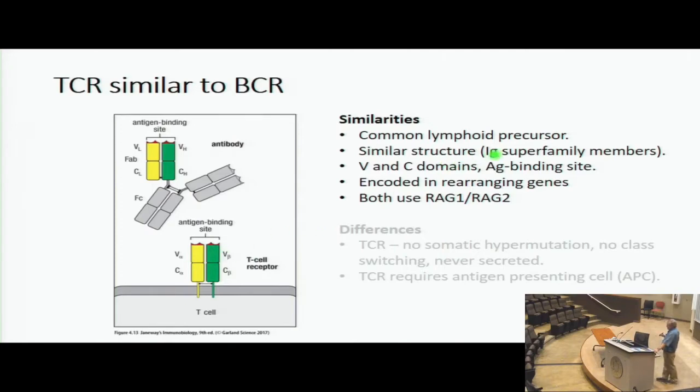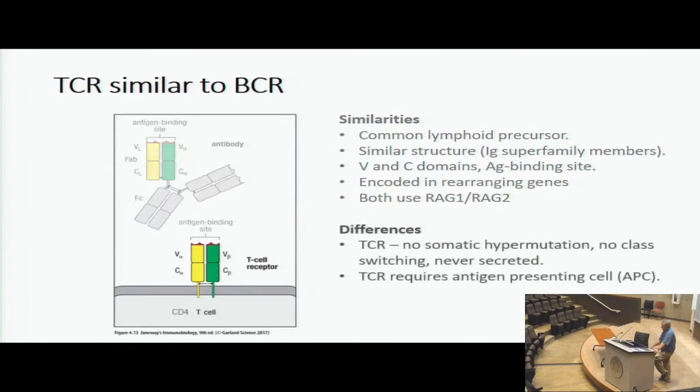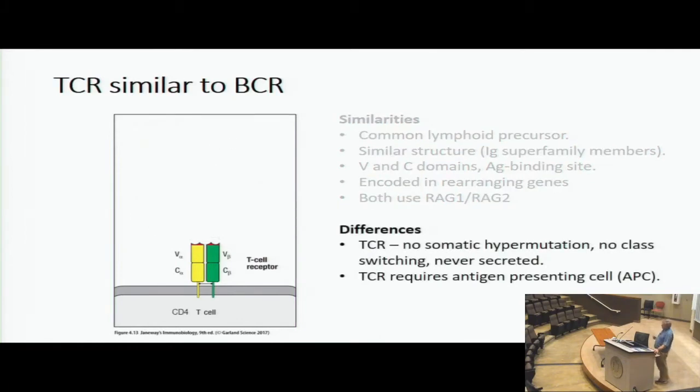The enzymes that do the recombination, or the gene rearrangements, are the same enzymes that are involved in the B cell gene rearrangements. So those are the similarities, but there are some major differences. The first thing is that this is a signaling receptor only. All it does is signal. It's not secreted. It doesn't undergo somatic hypermutation or class switching, any of that stuff. It's solely a signaling receptor.